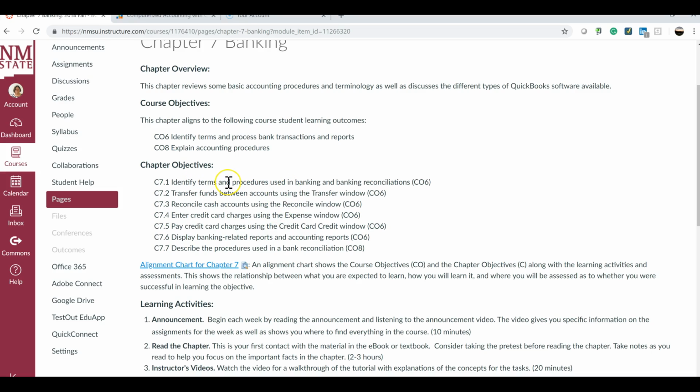Banking has a lot to do with terminology. You'll also be transferring funds between accounts, such as between the savings account into the checking account. You'll reconcile when the bank statement comes in. You'll learn how to enter credit cards using the expense window and pay credit card charges using the credit card window. You'll display banking reports and other accounting reports, and in your discussions, you'll look at the procedures used in a bank reconciliation.